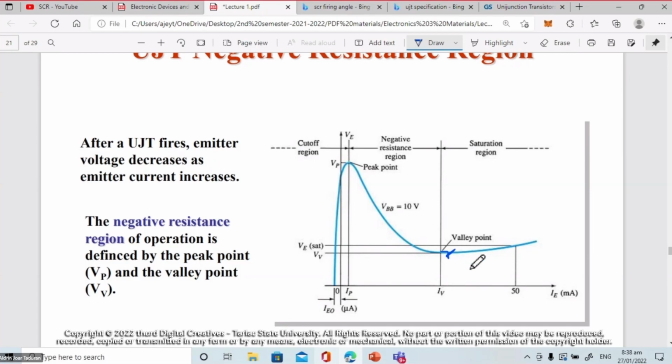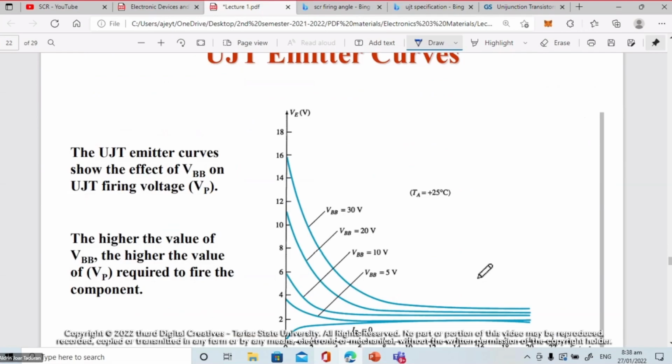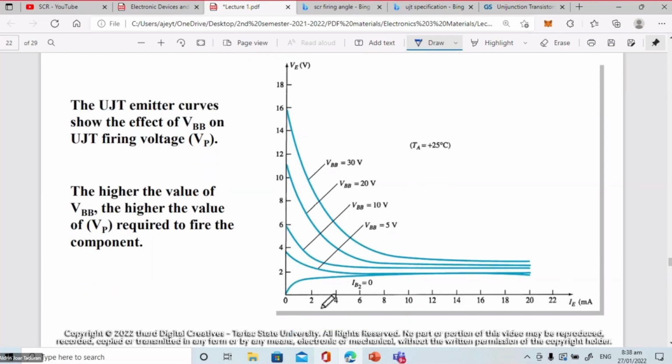SCR UJT is reverse. Okay. Then UJT emitter curves. So emitter curves show the effect of VBB on firing the voltage VP. Okay. So alam natin kapag yung VBB natin pinapataas, okay, tumataas yung voltage sa VP, and then halos magkasing lang din naman yung current natin sa emitter. So the higher the value of VBB, the higher the value of VP required to fire the component. Okay.